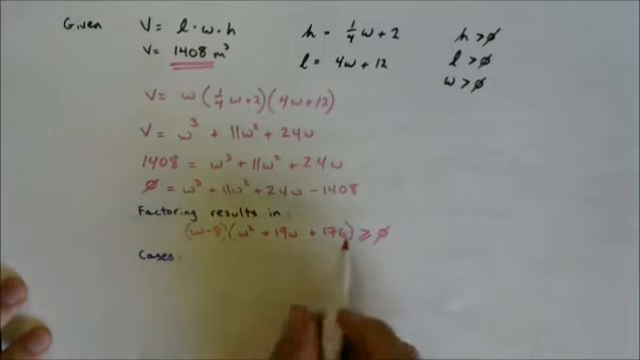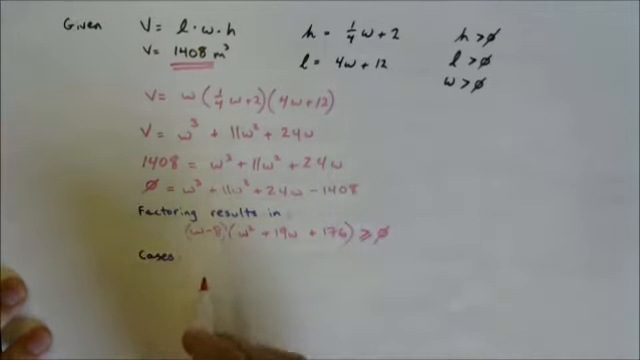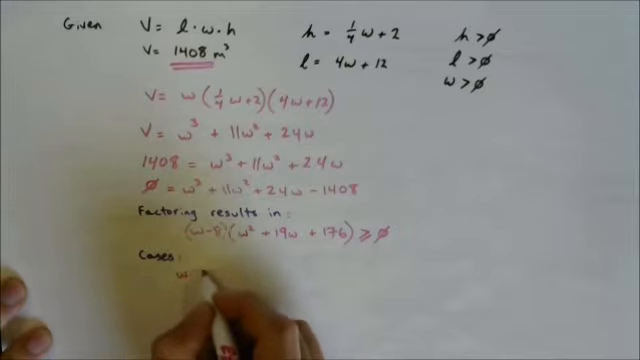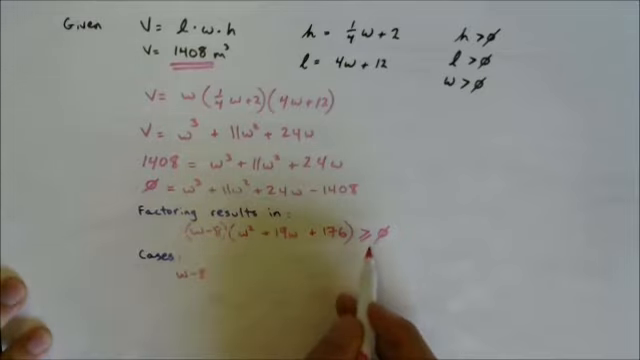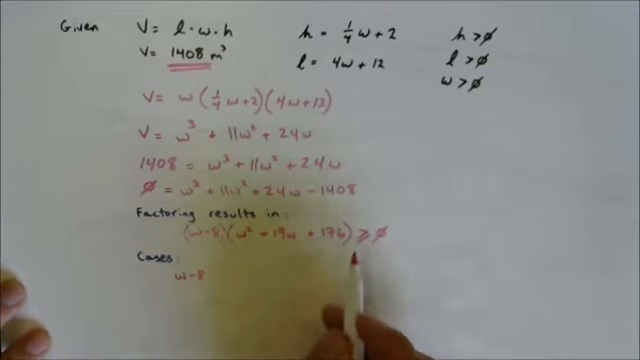All we need to do, if it's going to be greater than or equal to 0, then case 1 would be both of them are positive or 0, and case 2 would be both of them are negative or 0. That's the only way you can come out with a positive or 0 answer.